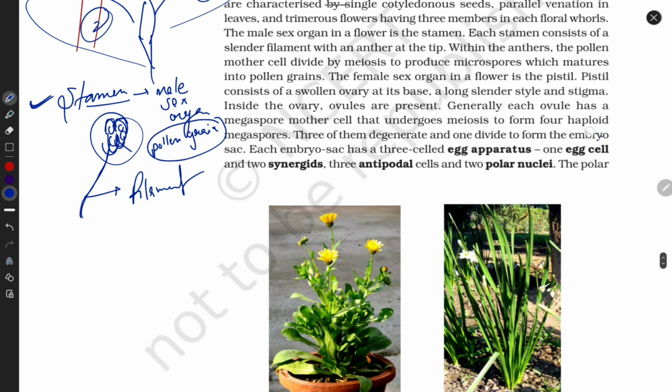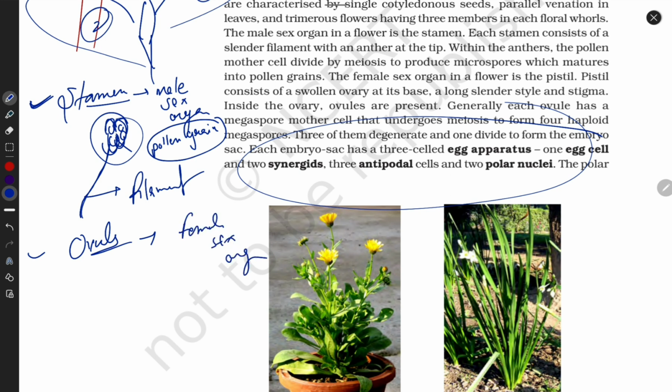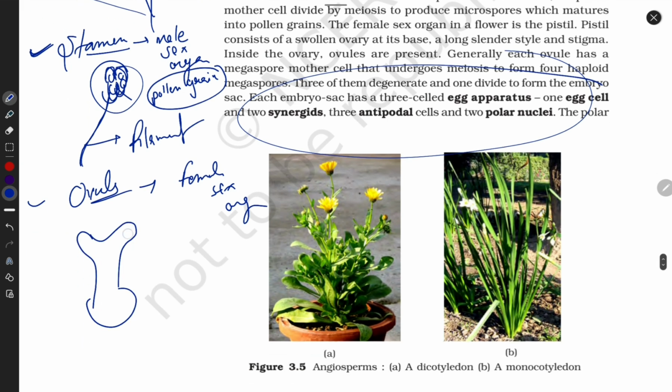Now let's discuss the female sex organ a little bit. The name is the egg, now ovule. This is the female sex organ. How does it look? Look here. This is a female sex organ. This is the stigma.